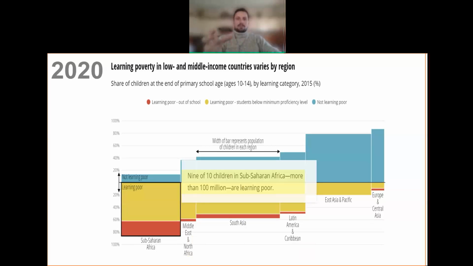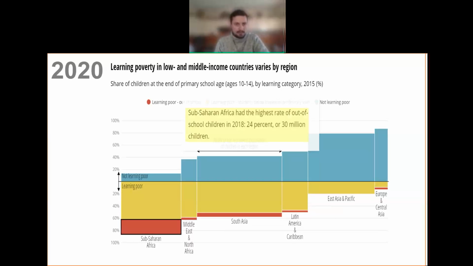And as you continue, the focus brings to this particular section of learning poor in sub-Saharan Africa. 9 of 10 children in sub-Saharan Africa, more than 100 million, are learning poor. And of those, sub-Saharan Africa had the highest rate of out-of-school children in 2018, 24%, or 30 million children not enrolled in school.